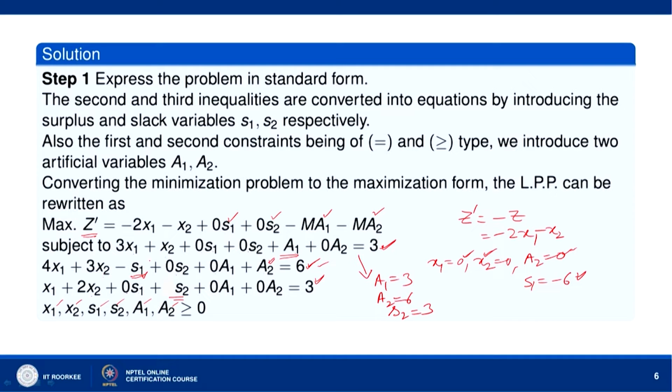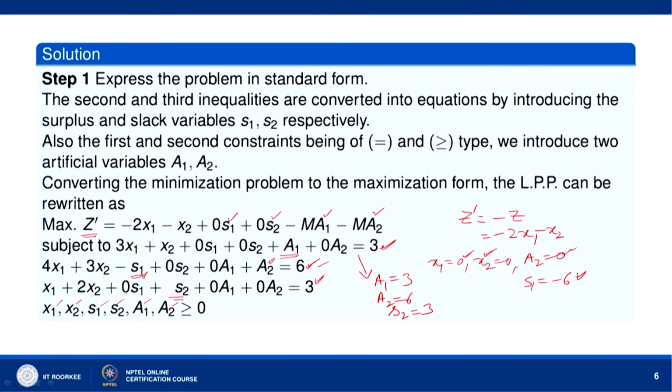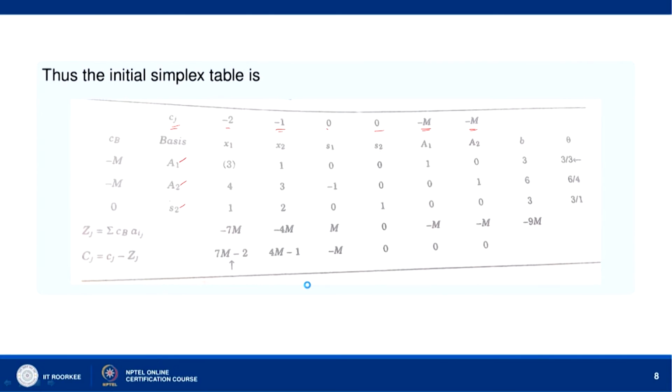So, the coefficients of x1, x2, s1, s2, a1, a2 are written here: 3, 1, 0, 0, 1, 0; 4, 3, minus 1, 0, 0, 1; 1, 2, 0, 1, 0, 0. And this is the B column. B column is your 3, 6, 3, that is the B column.